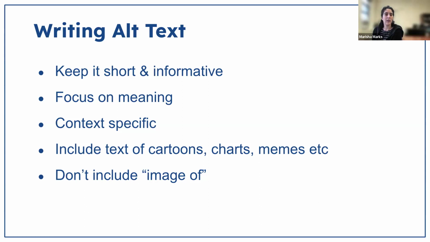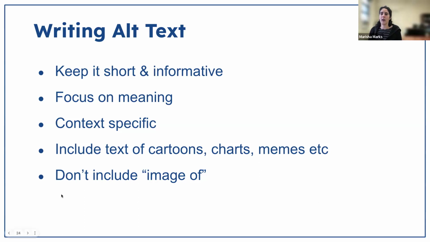If you're including any cartoons, charts, memes, any images that actually incorporate text into the image, you want to make sure that you're adding that text to the alternative text as well, so that all of the information is being presented. And finally, you really don't need to say "image of," because the assistive technology already states that the user is interacting with an image. The only time you would need to say what kind of image it is, is if it's important that something is a photograph, something is a painting, something like that.